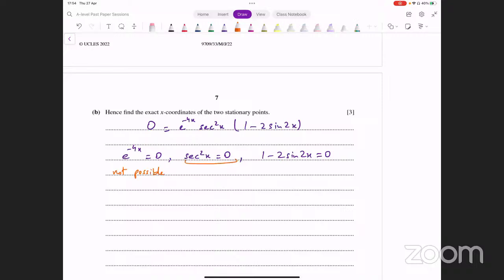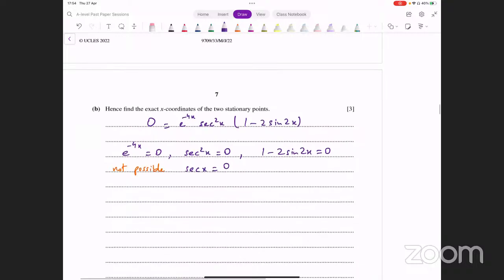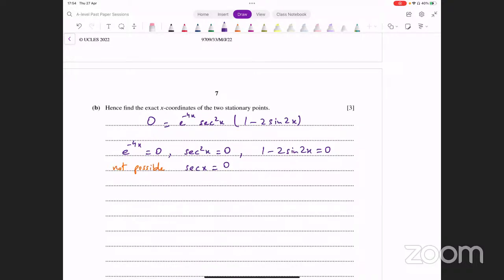Let's do the second one now. Secant square x equals 0. Now, how do we think about this? Secant square x equals 0. First of all, what we can do is we can take square root on both sides, right? And that gives us secant x equals 0. Okay? अब secant x की वैल्यू 0 आ गई है, अब क्या करें?